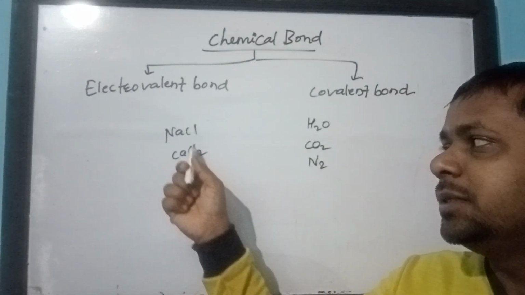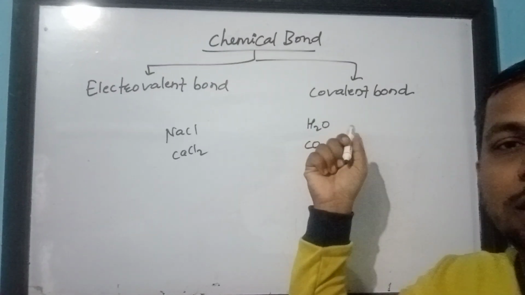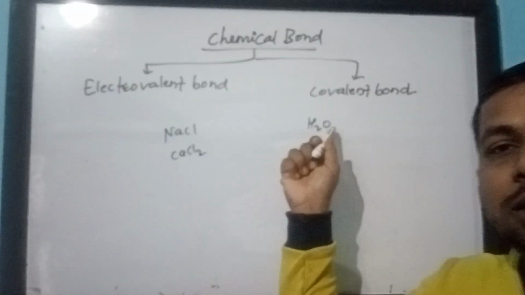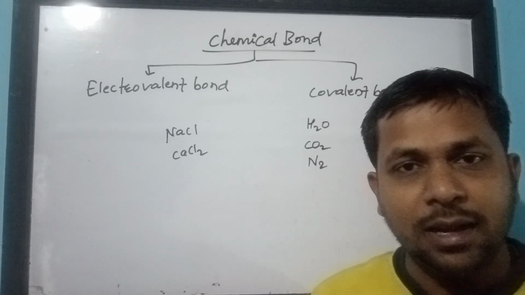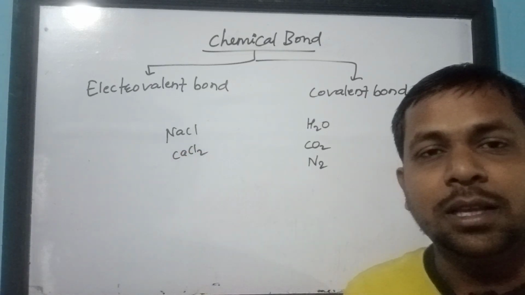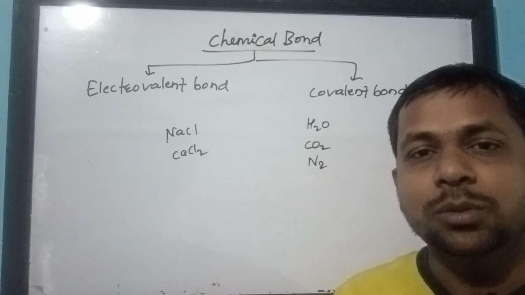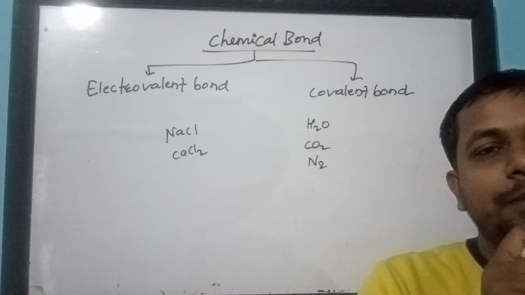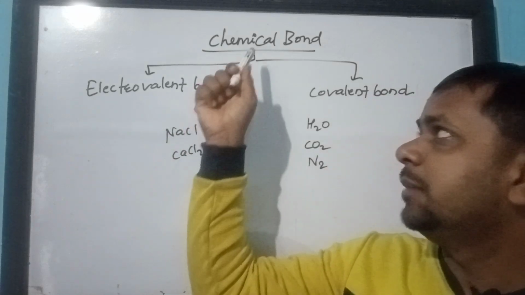Then why are these atoms together? Why in a water molecule are hydrogen and oxygen together? A question comes here: why are these atoms together? There is some force of attraction that is developed in these atoms by the losing or gaining of electrons or by sharing of electrons, due to which these atoms are compelled to be together, and that force of attraction is known as chemical bond.